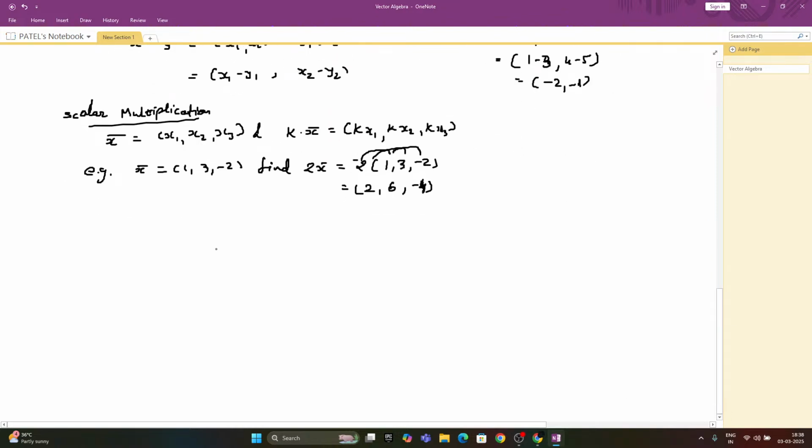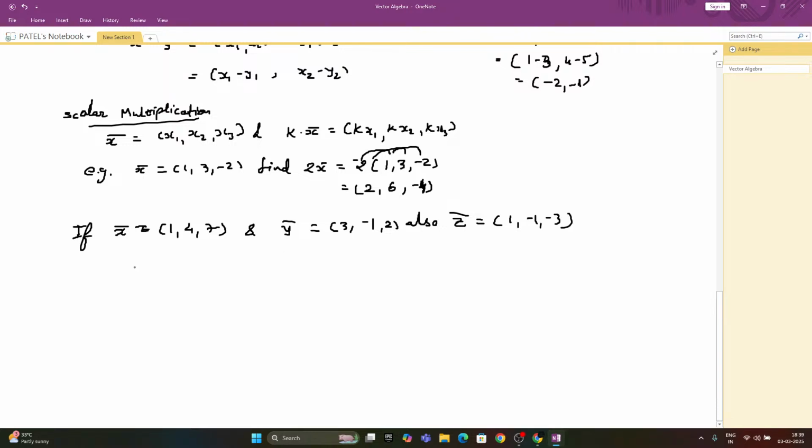Now we have one example. Suppose x bar equals 1, 4, 7 and y bar equals 3, minus 1, 2. Also we have z bar, which is 1, minus 1, minus 3. They ask to find the modulus of x bar plus 2y bar plus z bar.